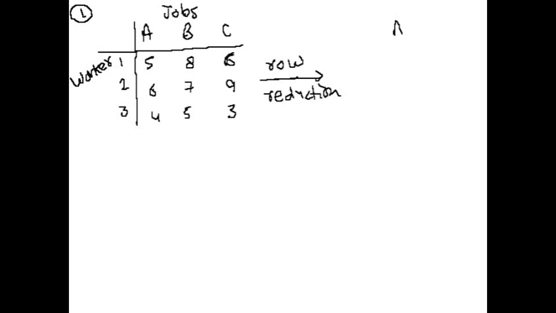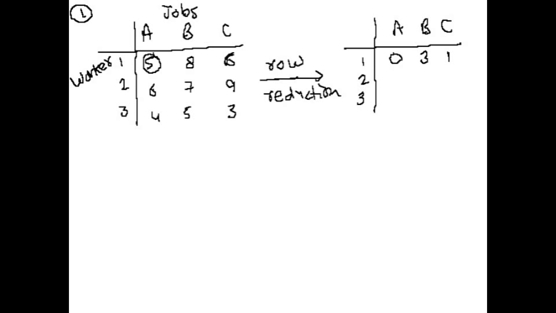So we can have those same 3 jobs, A, B, C, and workers 1, 2, 3. Now, in row reduction, what we do is identify the lowest value in each row. For example, 5 is the lowest value in first row. So we subtract 5 from remaining 3. So 5 minus 5 gives you 0. 8 minus 5 gives you 3. 6 minus 5 gives you 1.